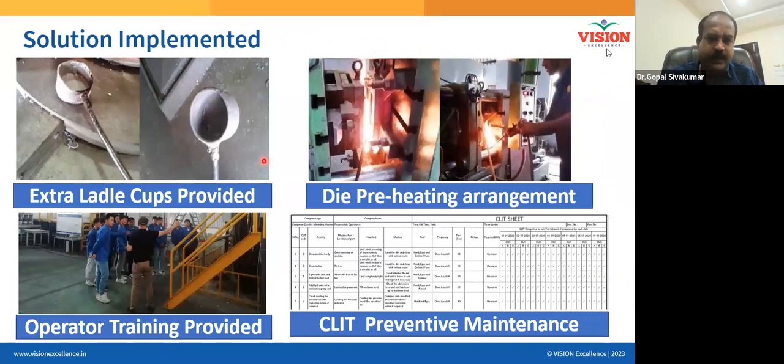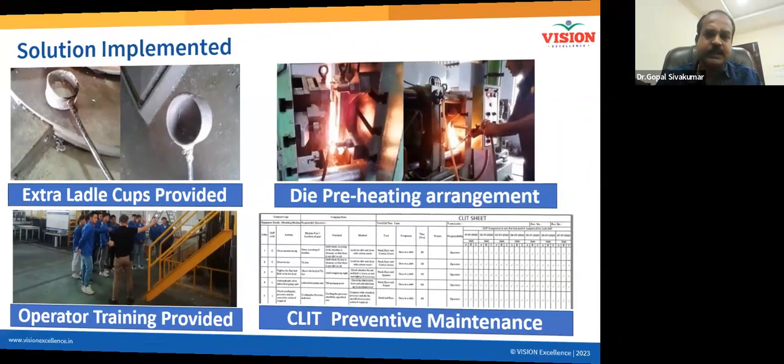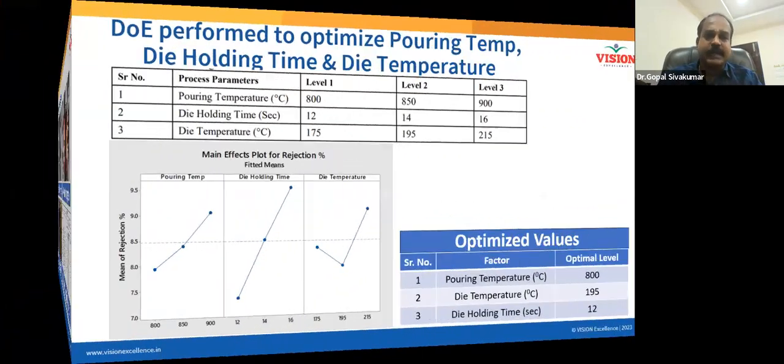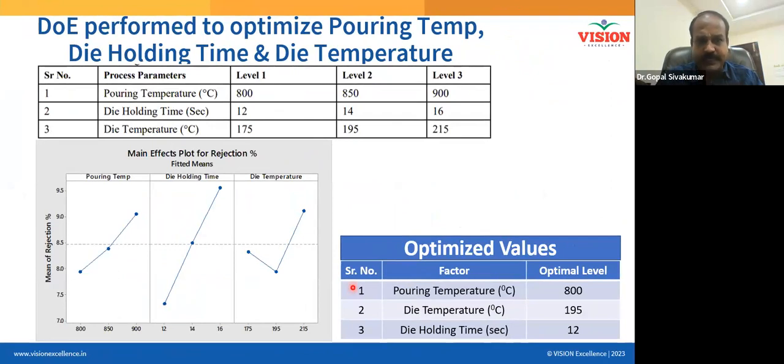You can see here additional ladles provided, and then operator training is happening, and then die preheating arrangement is made, and then the CLIT maintenance is created, and that is also in practice. And then for the die holding time, die temperature, and the pouring temperature, there are 3 factors. Each factor is set at 3 levels.